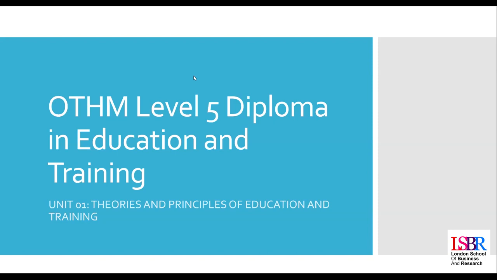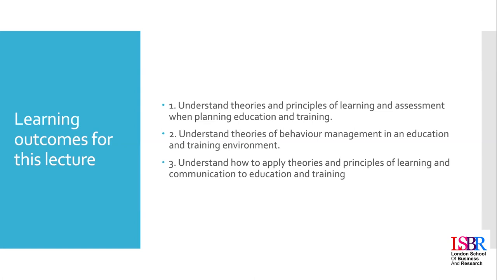This is the Level 5 Diploma in Education and Training. It's Unit 1, Theories and Principles of Education and Training. The learning outcomes for this lecture are as follows. Number one is understand the theories and principles of learning and assessment when planning education and training. Number two, understand theories of behavior management in an education and training environment. And number three, understand how to apply theories and principles of learning and communication to education and training.